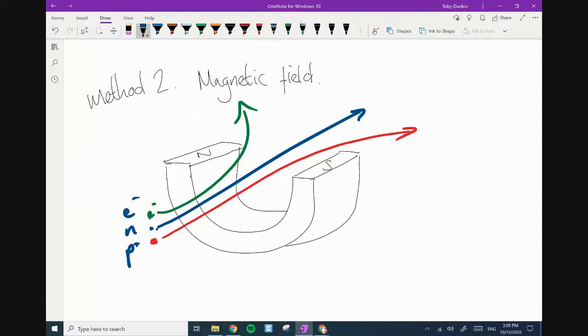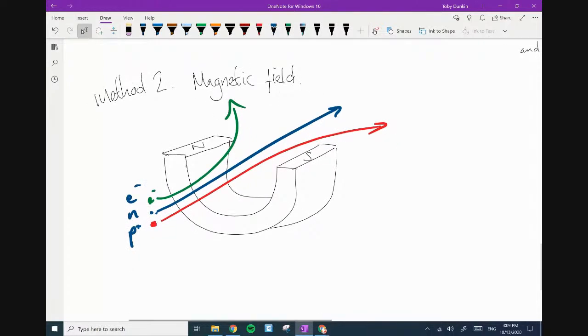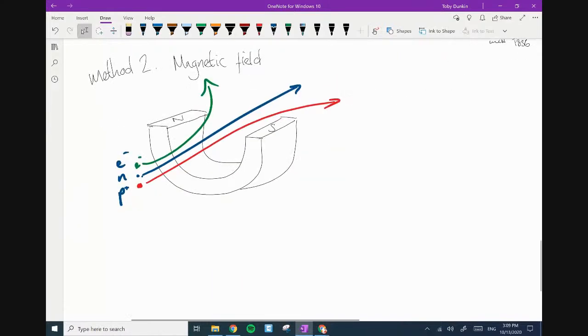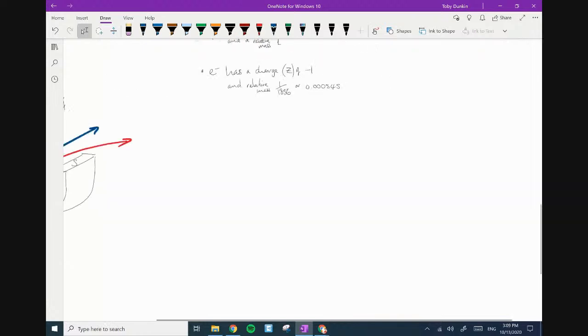Cool. You don't need to worry about Fleming's left-hand rule and all that jazz. You just need an understanding that we can manipulate charged particles with both electric and magnetic fields. Okay, so just for fun and games now.